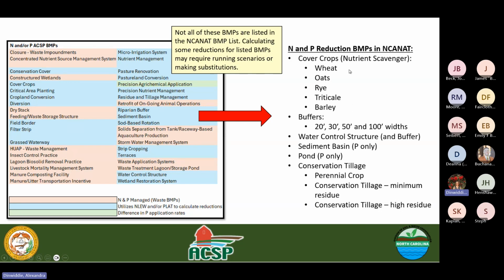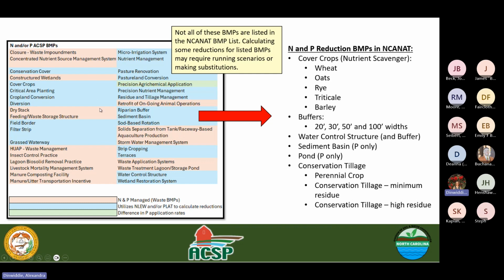that's cover crops for species listed there, and then buffers for the various widths listed, water control structures, sediment basins and ponds are for phosphorus management only, so that's not necessarily having an impact on the nitrogen loss that's calculated through the tool, and then conservation tillage, so perennial crops, so your pasture, and then like conservation tillage or conservation tillage high residue and minimum residue, those differences are incorporated into it.